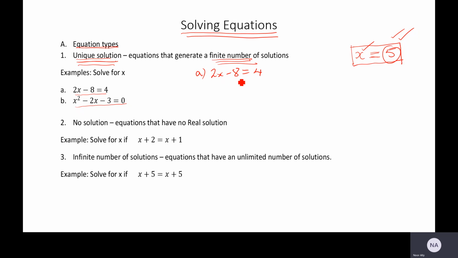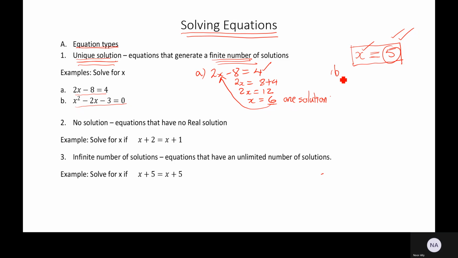For example, in this case, you transpose the 8, the minus 8 becomes the plus 8. You add that to the 4, you get 2x is equal to 8 plus 4. Then you divide and you get x is equal to 6. And then, of course, you can check this answer by substituting back into the original equation. 2 times 6 is 12, 12 minus 8 gives you the 4. But notice that there's only one solution, only one answer, so there's a finite number of solutions in this equation.